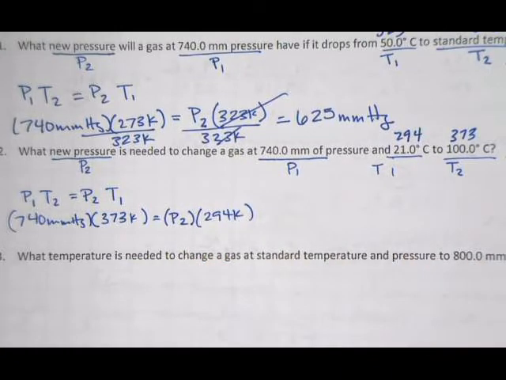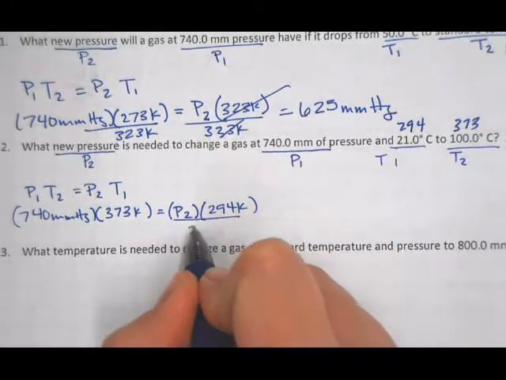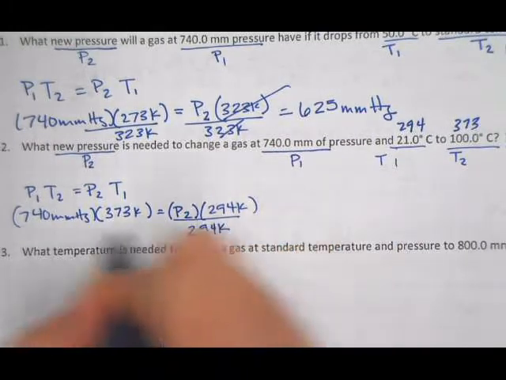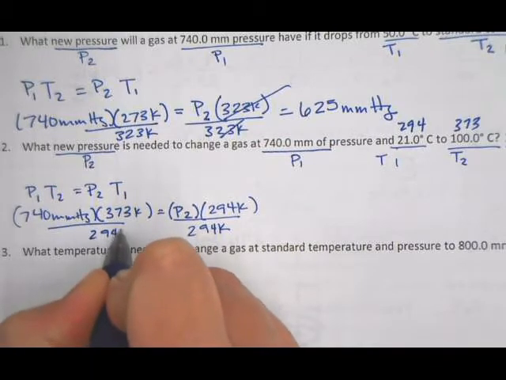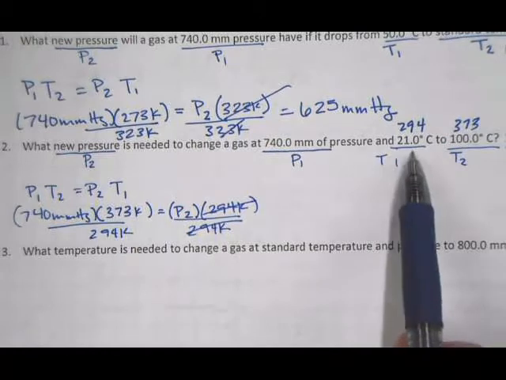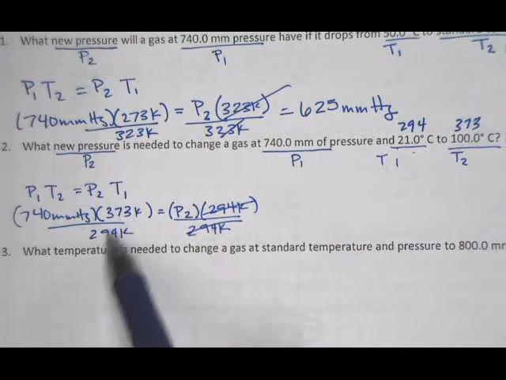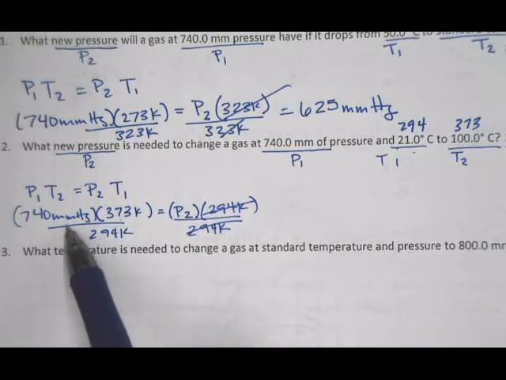Okay. So now I can solve for the variable I'm looking for, which is P2. So I would divide both sides by 294 Kelvin. Okay, so that cancels. I can see if I'm doing this correctly. Temperature is going up, so pressure should go up. So 300 over 200, that is greater than 1, so that will make this number go up.